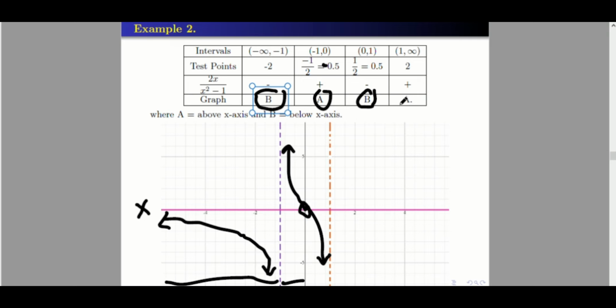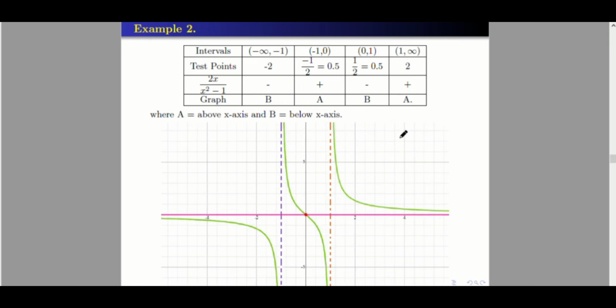And then last, above. So this is the x-axis. Above, it should be here, asymptotic to the vertical asymptote and the horizontal asymptote. Okay, so we have below, above, below, above. The next example. So this is the actual graph.